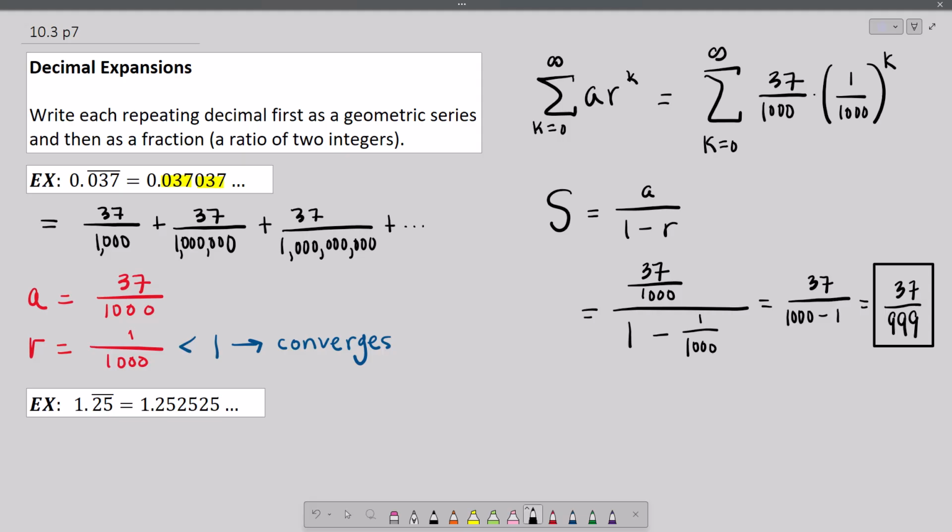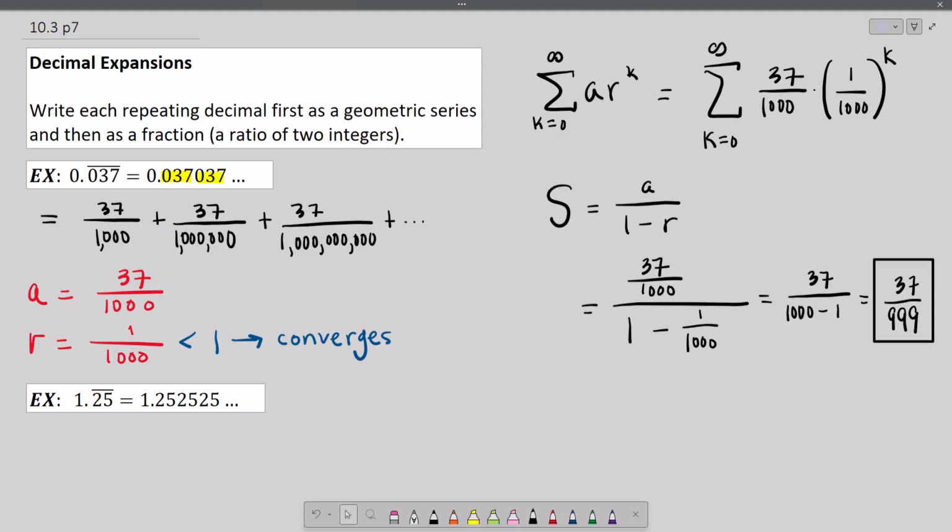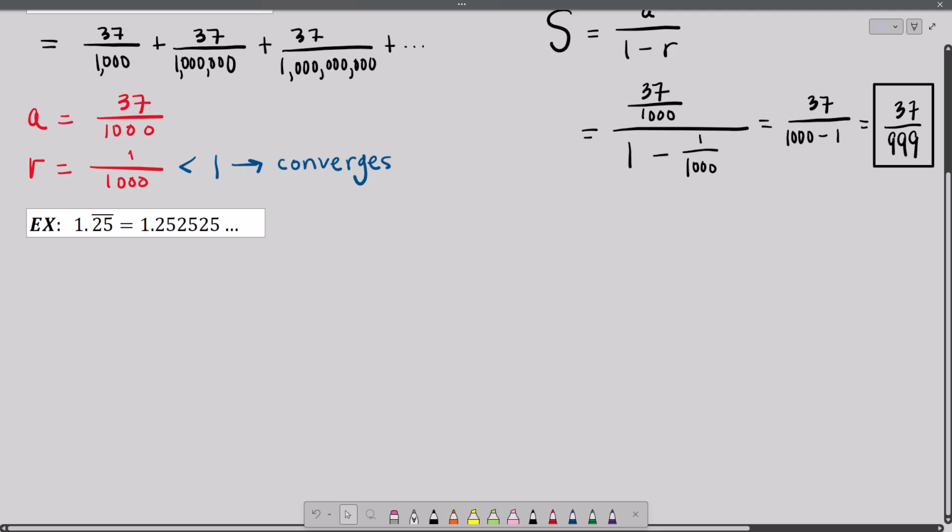So we could have done it that algebra way we learned earlier in the semester. We talked about a couple weeks ago. You could let x equal this thing, multiply both sides by 1,000, and do that algebraic technique. But this is cooler, to do it using calculus.